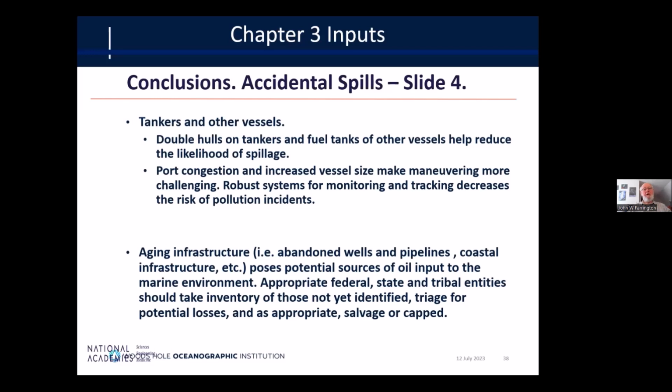Going next, aging infrastructure, abandoned wells and pipelines. These pose a potential source of oil input to the marine environment, and we recommend that appropriate federal, state, and tribal entities should take inventory of those not yet identified, triage all of them for potential losses, and as appropriate, salvage or cap these aging infrastructures. You just can't leave them there and hope for the best.